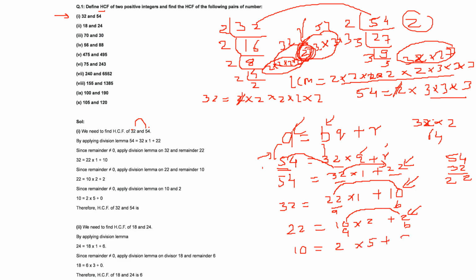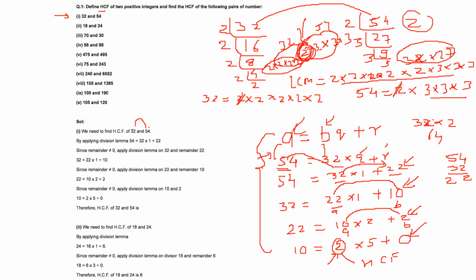So we get a 0. Now we get a 0 here, that is, the remainder is 0. And this 2 is the HCF. I hope you got the idea. This is how, by applying the division lemma, we get the HCF as this number.